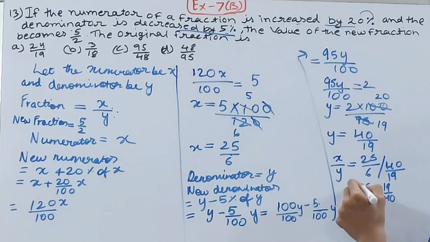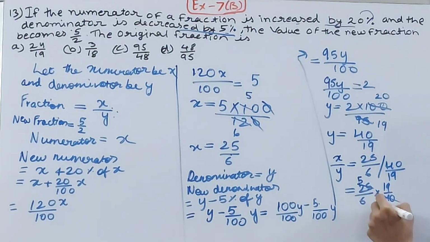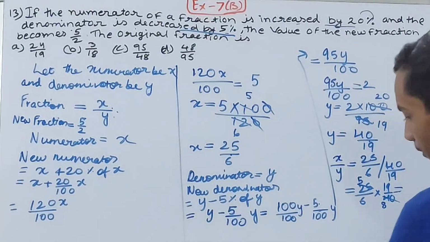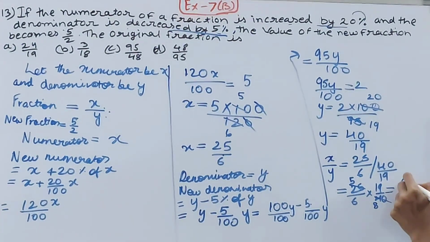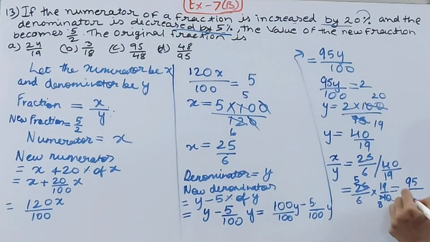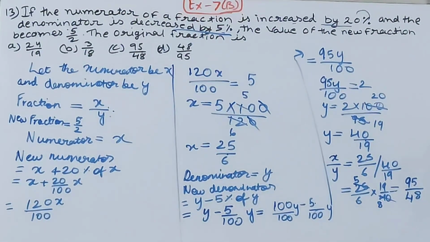Okay, so this will cancel here, right? 25 goes 5 times by 5, 40 goes 8 times by 5. So you have 19 upon 6 into 8, sorry, not 19 here, right? 5 into 19, that is 95 upon 6 into 8, that is 48. You cannot simplify this any further. This is the final answer, 95 by 48.